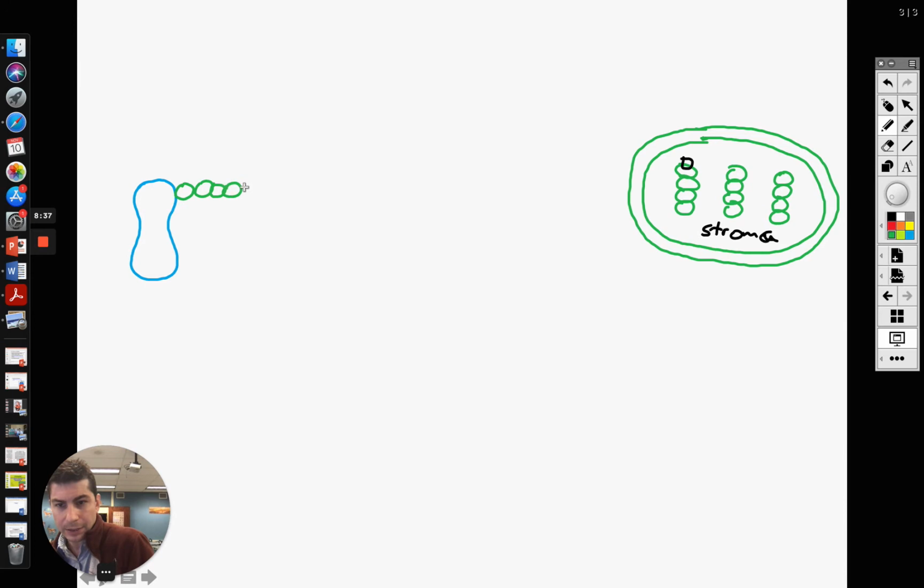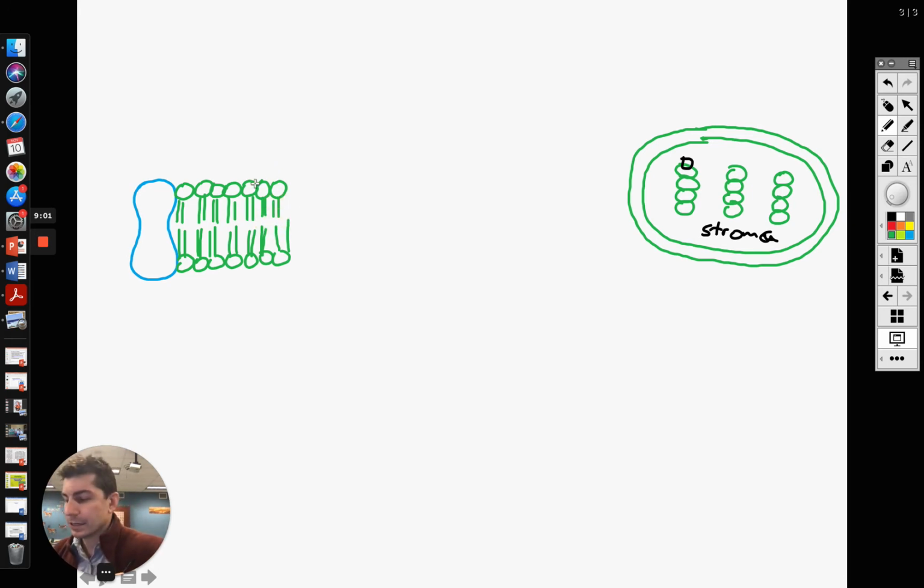So on our thylakoids, we do not want things just passing in and passing out very easily. So what the thylakoid membrane is going to be made out of is a bunch of phospholipids. Okay? There you go. And that's going to make sure things just don't pass through. We're going to be selectively permeable about what can pass through into and out of our thylakoids.